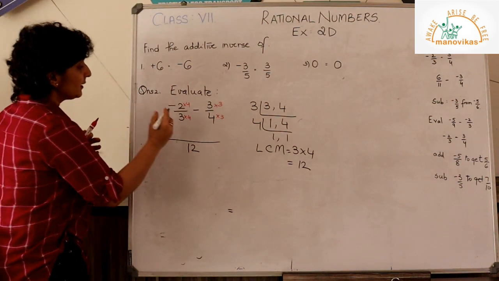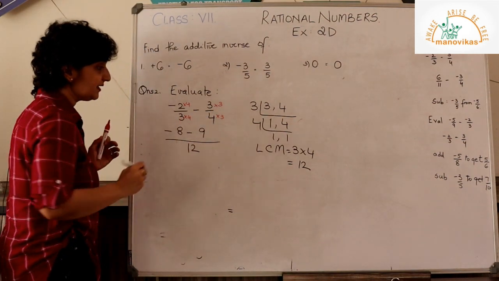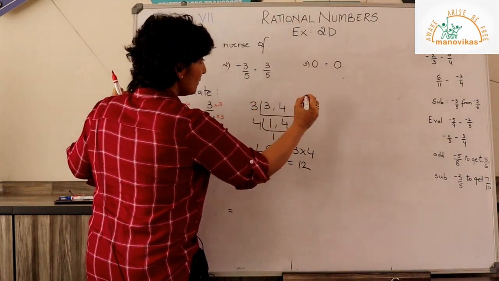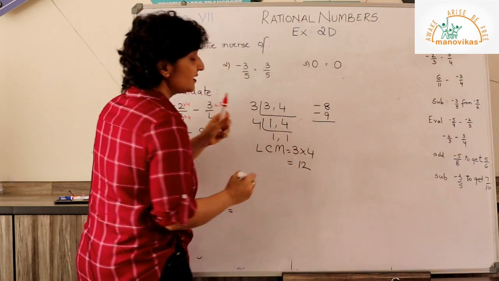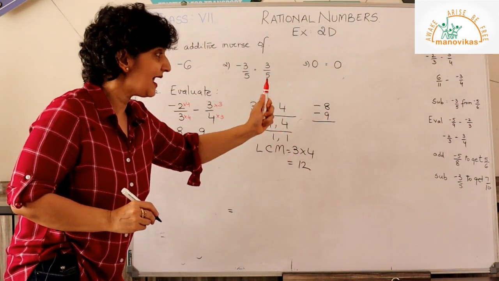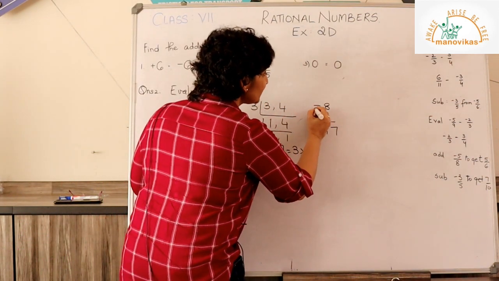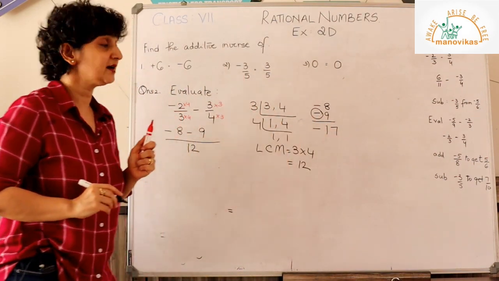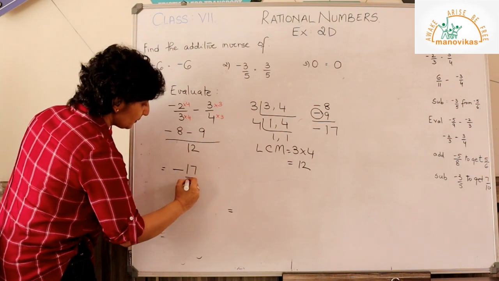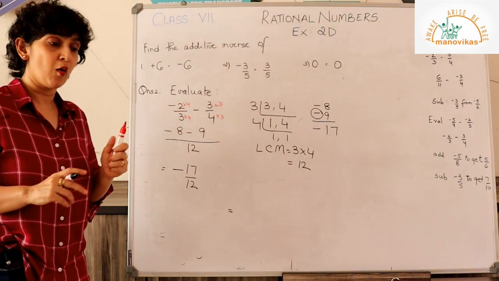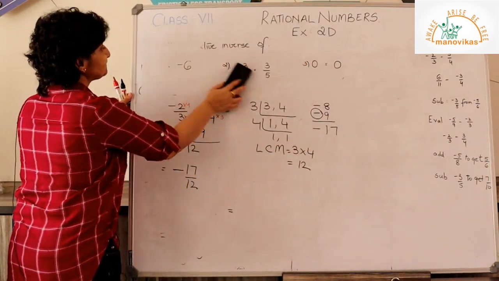So let's multiply. Minus 2 4s are 8. Minus 3 3s are 9. Now minus 8 minus 9. Same family, I will add. 8 plus 9 gives me 17. Put the sign of the bigger number. So my answer is minus 17 upon 12. I hope I'm clear with this. Let's go to the next sum.